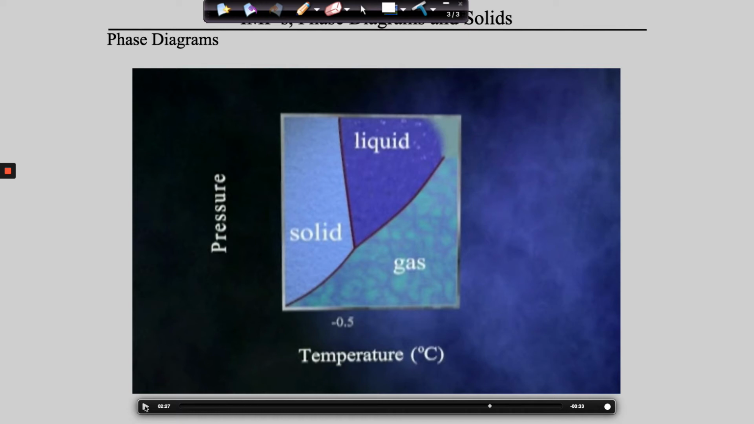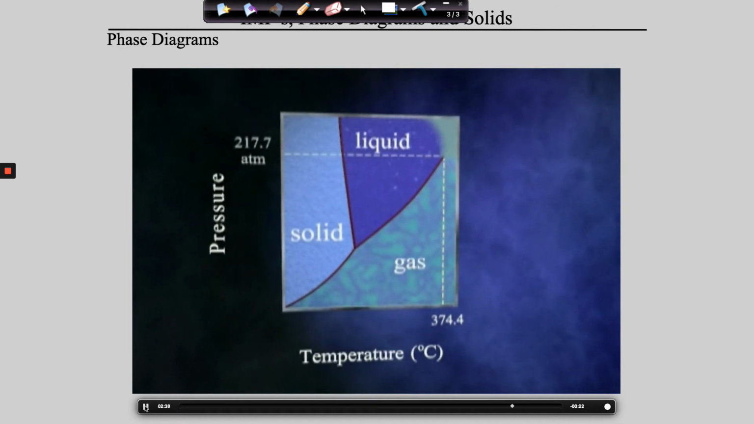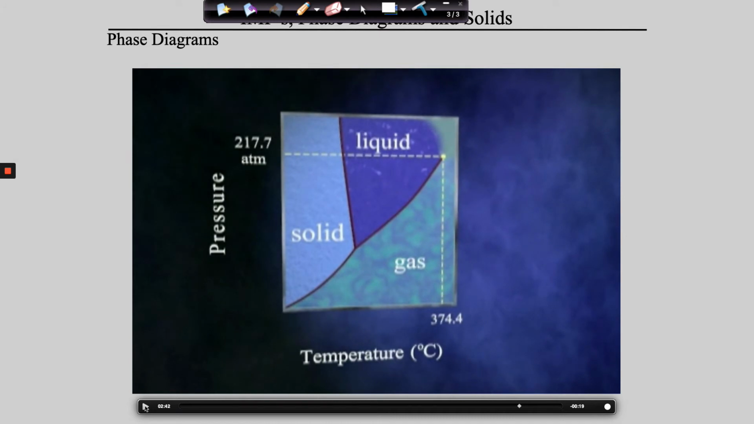Now check this out. The critical temperature is the temperature above which a gas cannot be liquefied regardless of the amount of pressure applied. The critical pressure is the pressure necessary to liquefy a gas at the critical temperature. Holy smokes.